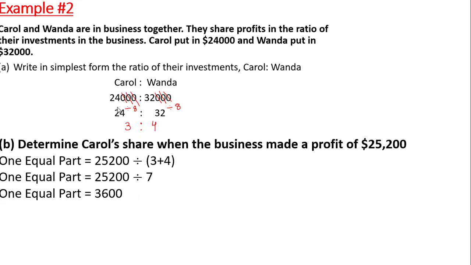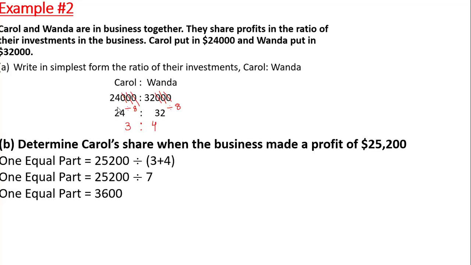Ajani, explain how we got 3,600, please. We have one equal part equals 25,200 divided by 3 plus 4. Why did we use 3 plus 4? Because the ratio is 3 to 4. Good. And then you have 25,200 divided by 7, and that'll give you 3,600. Very good.